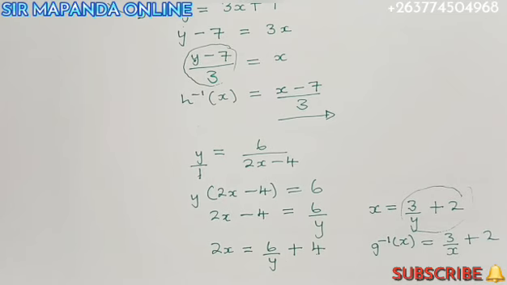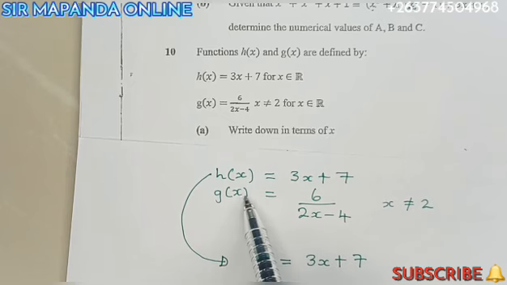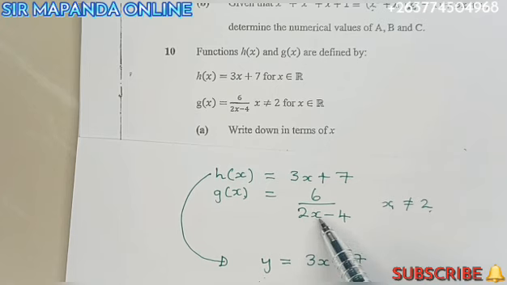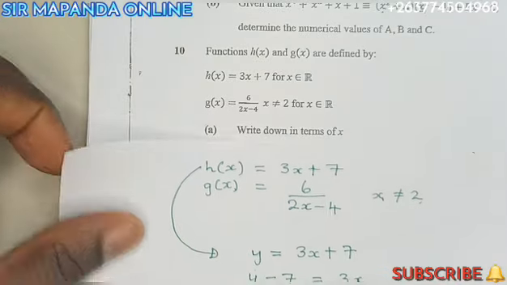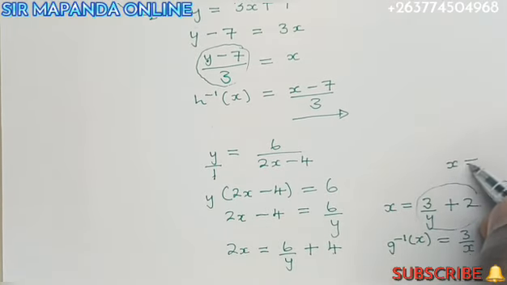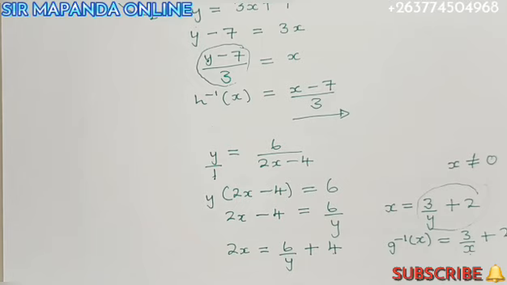But remember, the question wants you to state the domain. And you can notice that for g of x, the domain was x must not be equal to 2. Why? Because placing 2 on 2x, you get 4 minus 4, and 0 is not allowed to be a denominator. So in this case, we need to find the value of x which makes the denominator 0, of which the value of x which makes the denominator 0 is 0 itself. So the domain for the inverse is going to be x is not equal to 0, then you are home and dry. I hope you are following. I want you to stay tuned as we move on to the next part of the question.